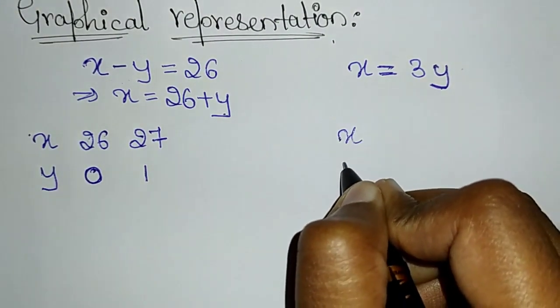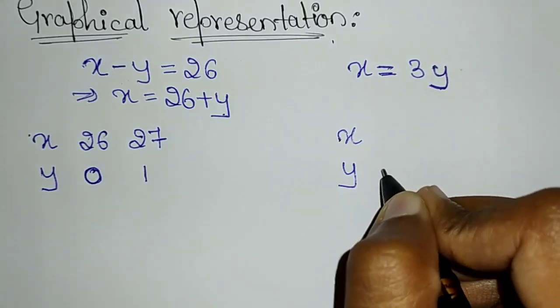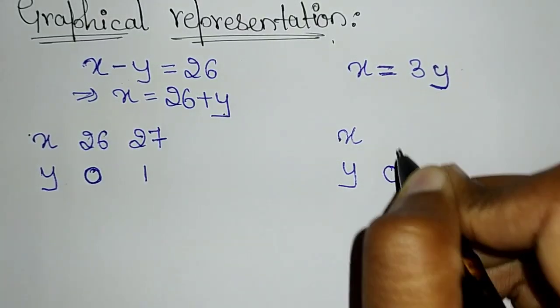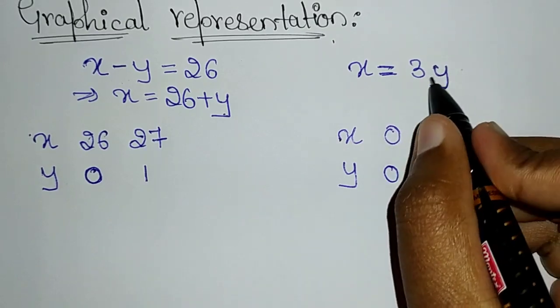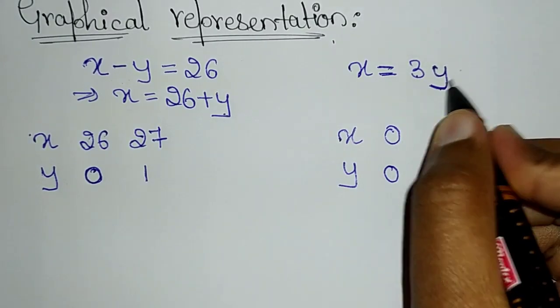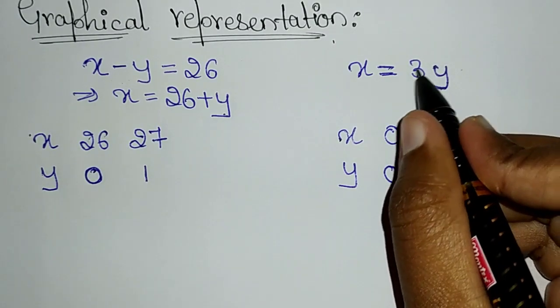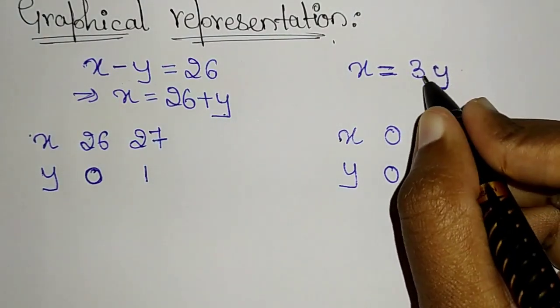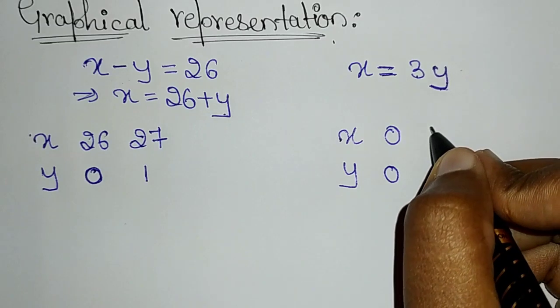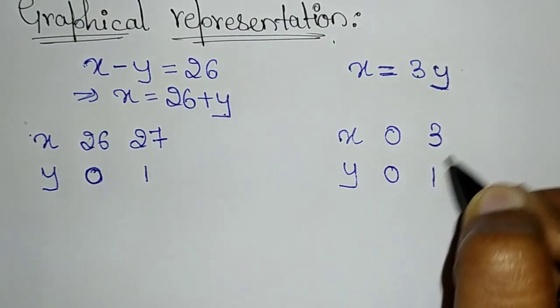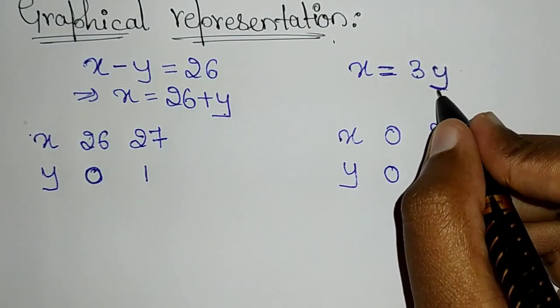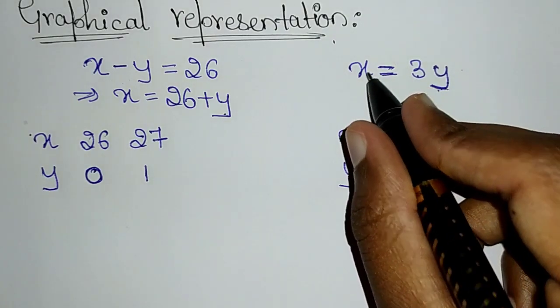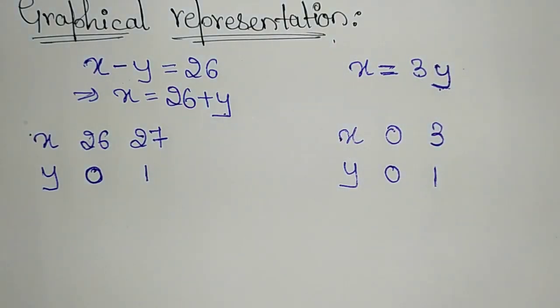Similarly, for the second equation, when y is equal to 0, x is equal to 0 because 3 into y, 3 into 0 will give you 0. Similarly, when y is equal to 1, 3 into 1, we get x is equal to 3. Just substitute the value of y in this expression and you will get the value of x.